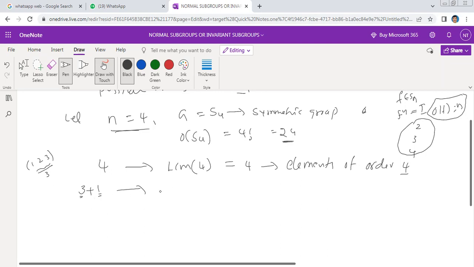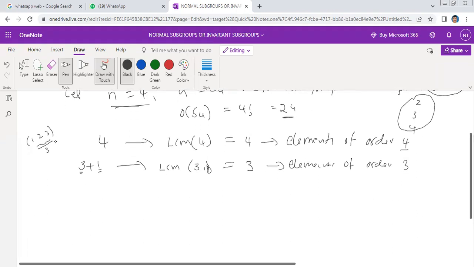You can write the LCM of this 3 and 1. What is the LCM of 3 and 1? It is equal to 3. So elements of order 3 are also possible. In this S4, some permutations of order 3 are also there. Then what else can we write after 3 plus 1? 2 plus 2.